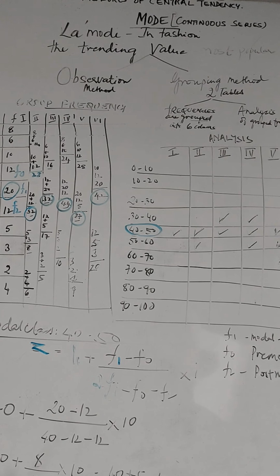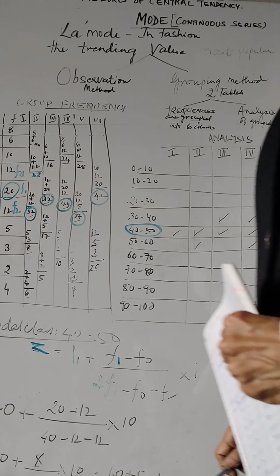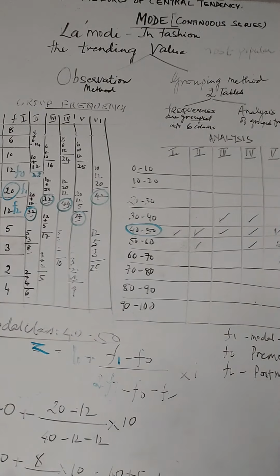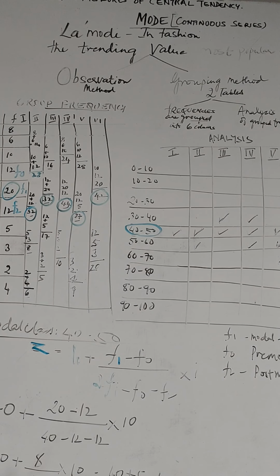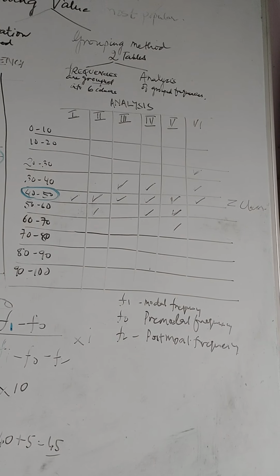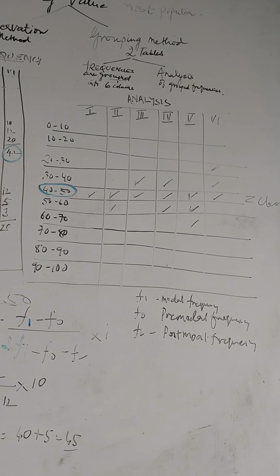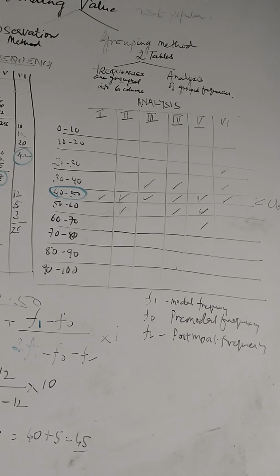So once we add this up, we find that the maximum number of the tally bars or the ticks that we are getting is for 40 to 50. Okay, that is 40 to 50. So now we determine that's the mode. This class interval is the mode.